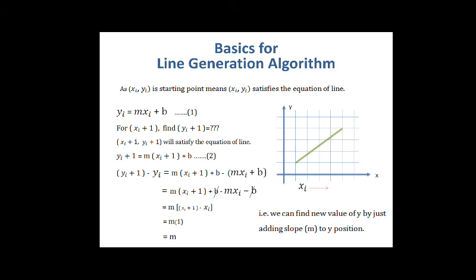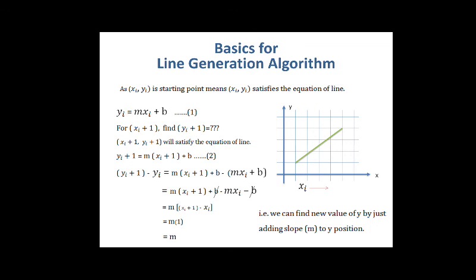So there is one equation, yi is equal to mx plus b, that we have seen previously also. So we have to consider this slope intercept form. As xi, yi is a starting point, that point should satisfy the equation of a line, right. So if xi, yi satisfies the equation of a line, and I have to find the next point where x is incremented by 1, then xi plus 1 will be the next point. What about yi plus 1? Is it incremented by 1? We have to find out whether this xi plus 1 and yi plus 1 satisfy the equation of a line, that we will see.